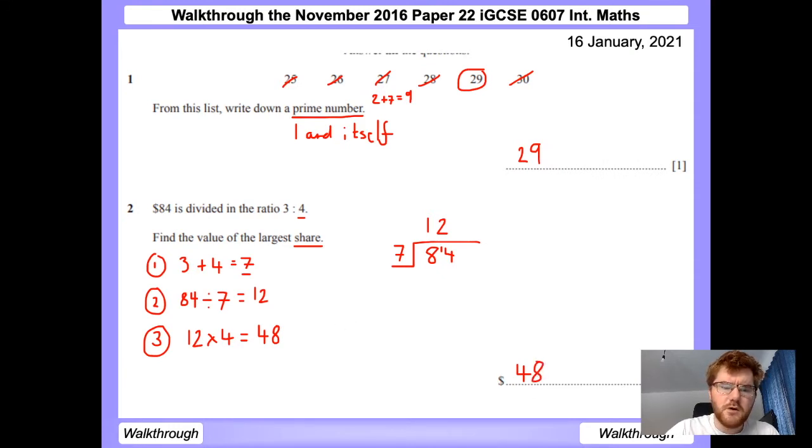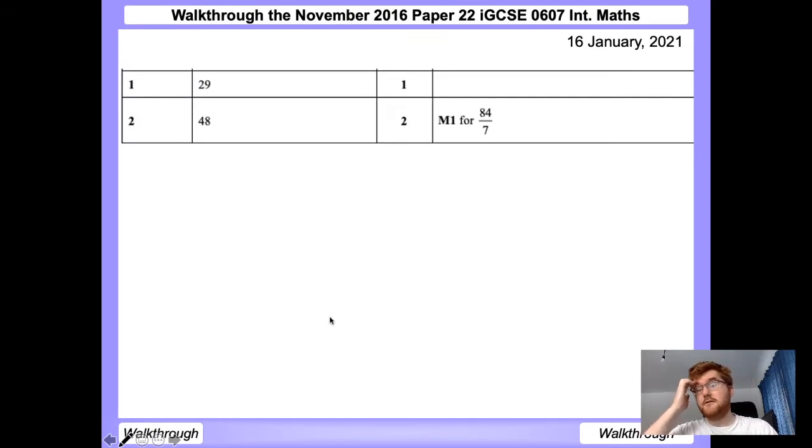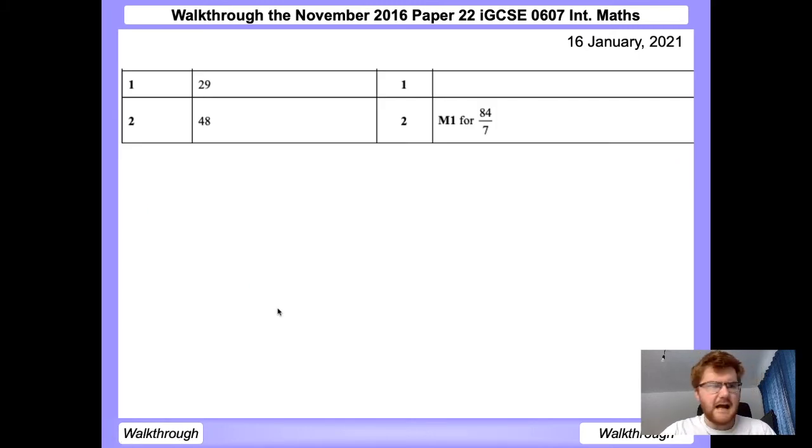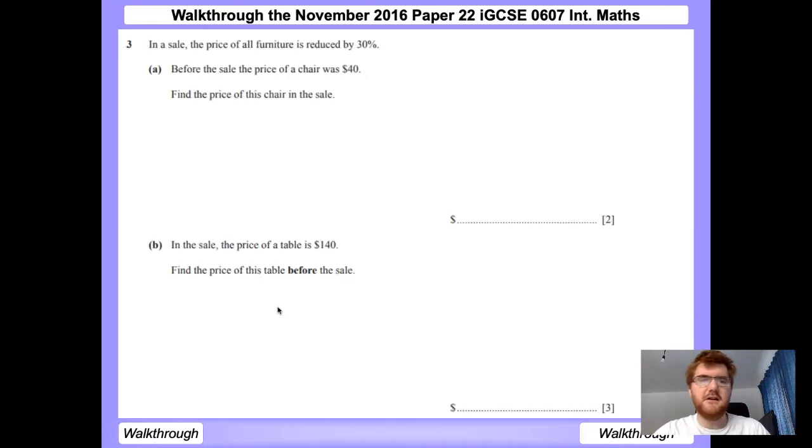You do need to show working and be efficient with showing working. If I show you the mark scheme, you've just got to show for one method mark 84 divided by 7 in some shape or form, which I have shown in this part here. As you can see, these first couple of questions are usually more like warm-up questions, and they get a bit meatier as we go along.